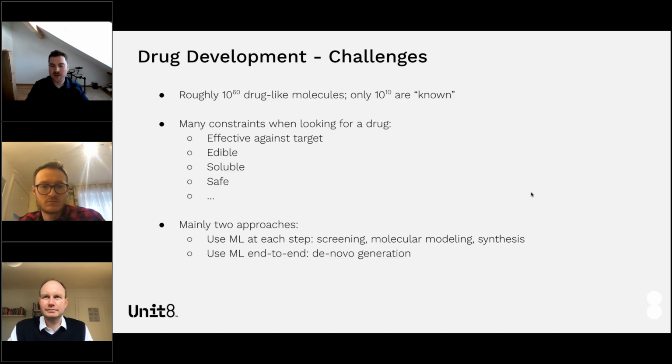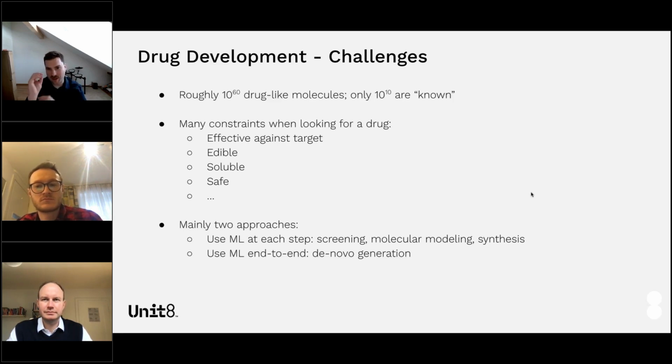And there, very broadly speaking, on a very high level, there are two approaches for using machine learning in this domain. One is to use machine learning at each step. So when we try to screen or when we try to do, for example, synthesis of molecules, it helps us at each step to predict what's going to work and what's not going to work. So it's perhaps a bit more what we could call the predictive approach.